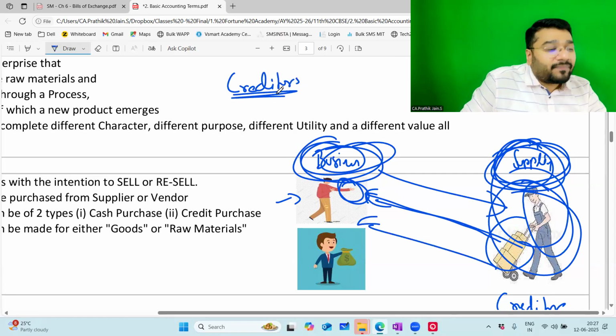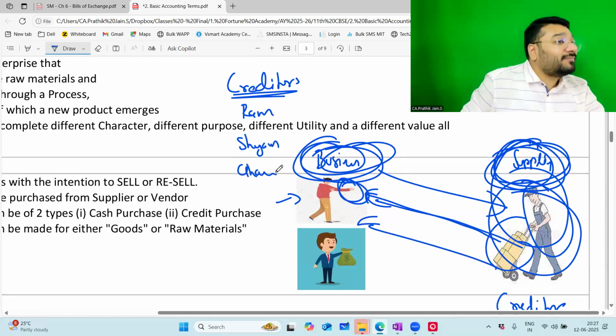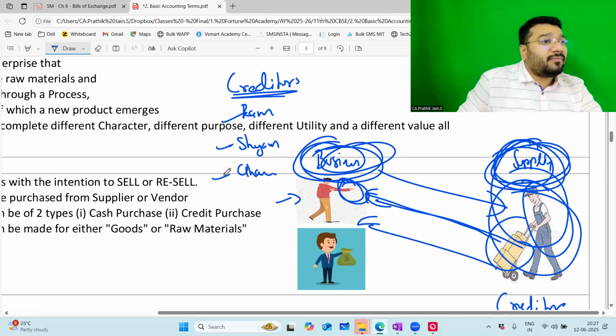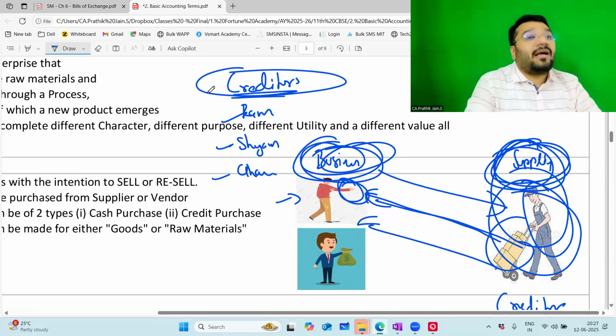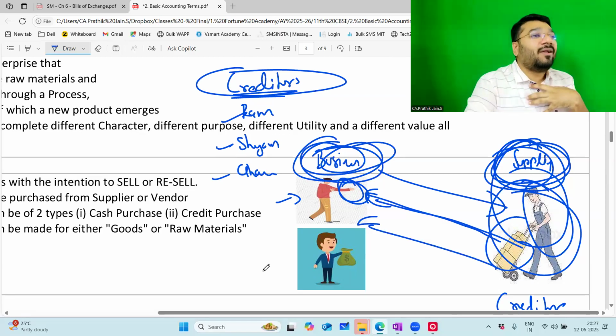Creditors category. I might have purchased goods from Ram on credit. So this person could be Ram. This person could be Sham. This person could be Ghansham. Ram, Sham, Ghansham. So all these are individual suppliers. But we will not call them a supplier in my accounts. We will call them creditors. So who are creditors? Creditors are those people to whom we owe money. Why? Because we purchased goods from them on credit.